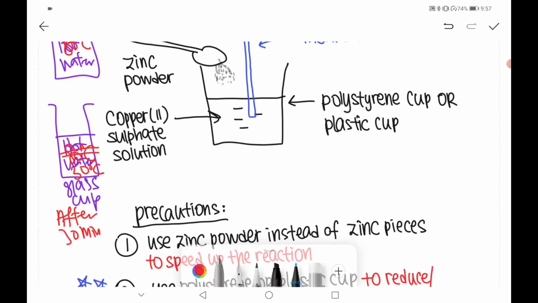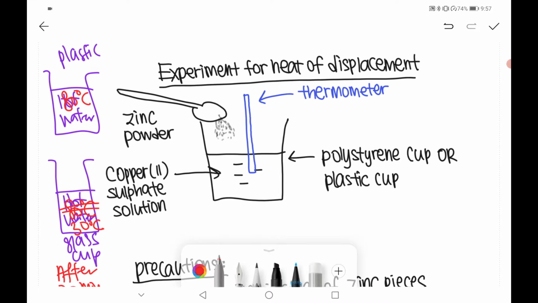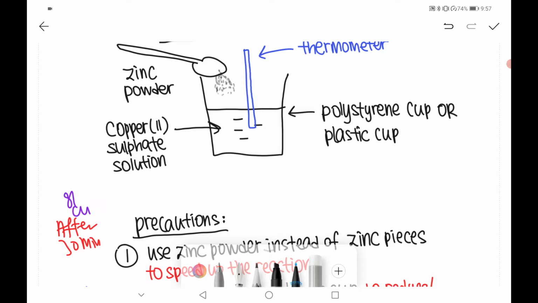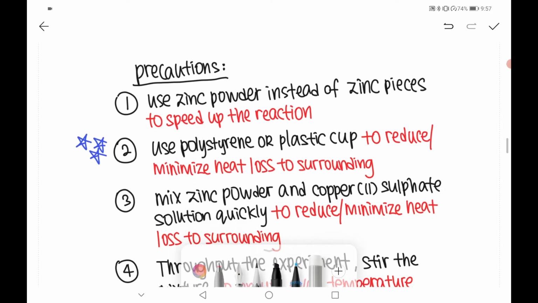But if you look at the plastic cup, because the heat hardly runs away, after 30 minutes it is still very hot, maybe still 60 degrees Celsius. I hope you can understand what is happening here. When we use plastic or polystyrene, they can reduce the heat loss to the surrounding.